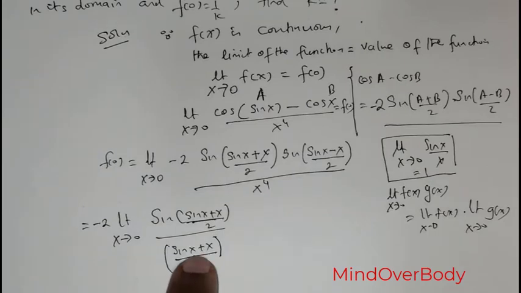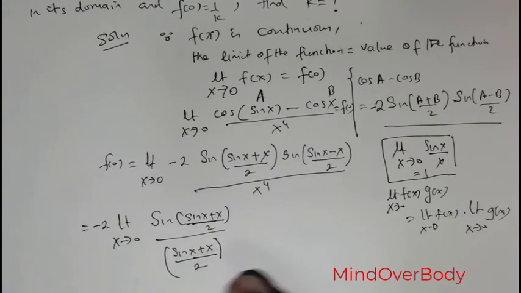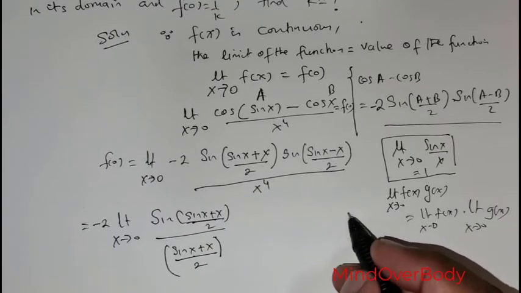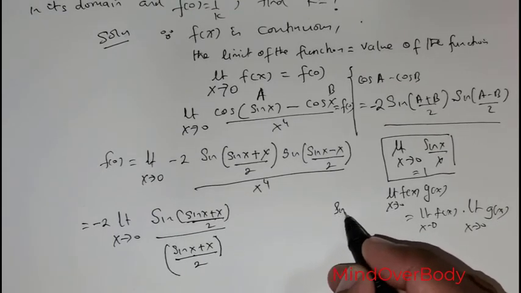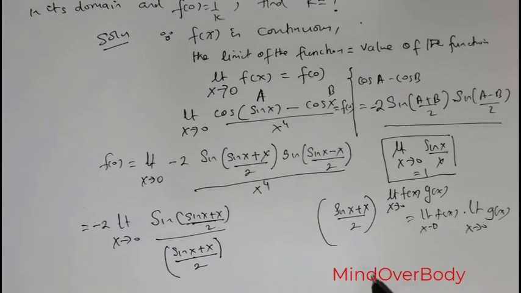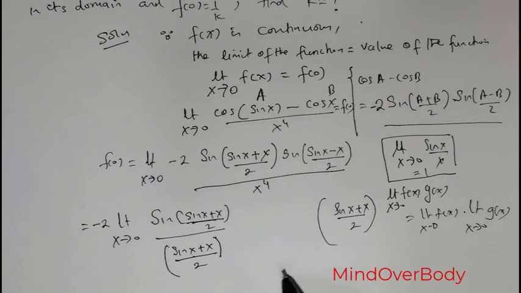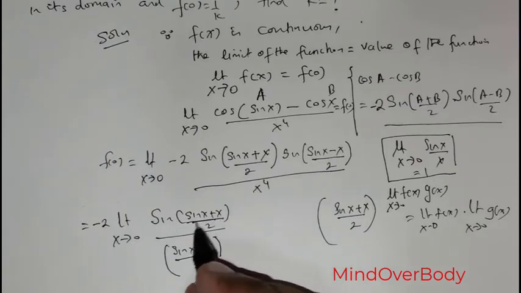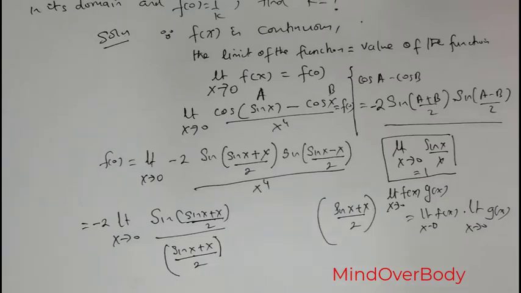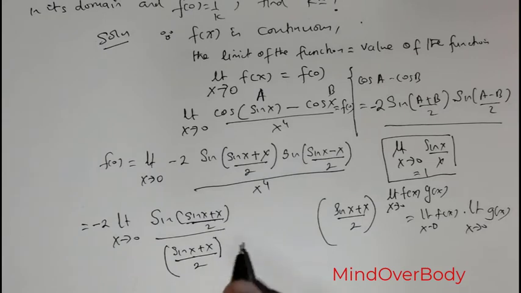Now once I place this component here, I will have to multiply it. So I need to multiply by sine of (x plus x) divided by 2. So this is for the first case. Now this has to be followed by, of course, there is x to the power of 4 there. So what I'm going to do is I'm just going to hold that x to the power of 4 for now.